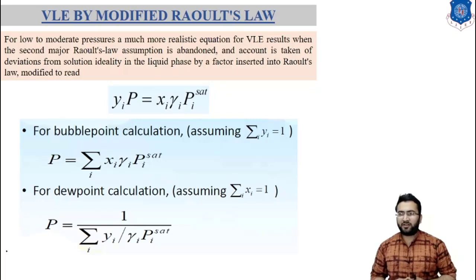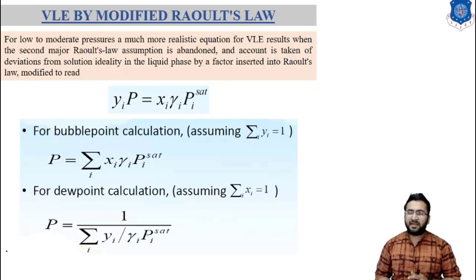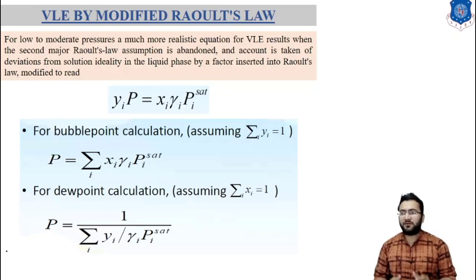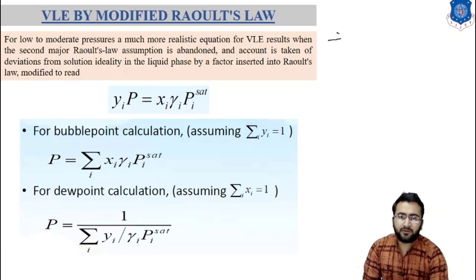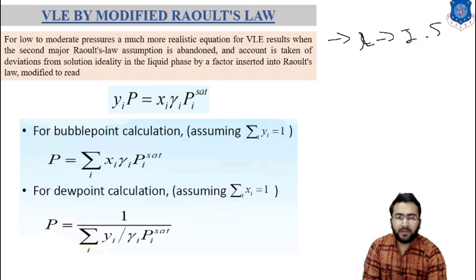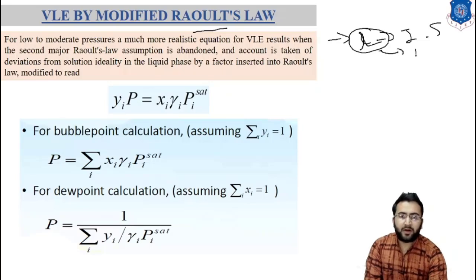For low to moderate pressure, a much more realistic equation for vapor liquid equilibrium results when the second major Raoult's law assumption is abandoned and account is taken of deviation from solution ideality in the liquid phase. The second assumption of Raoult's law is that the liquid phase is an ideal solution. But if the liquid phase is not an ideal solution, we cannot use Raoult's law. For this, we have to go for the modified Raoult's law.